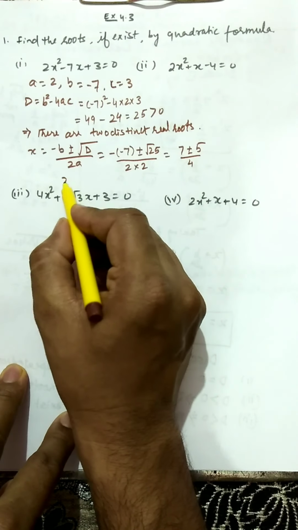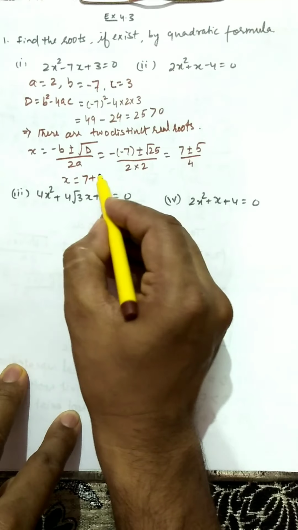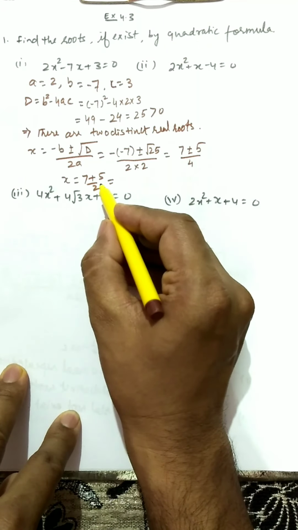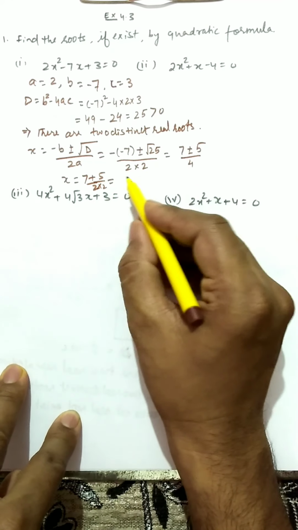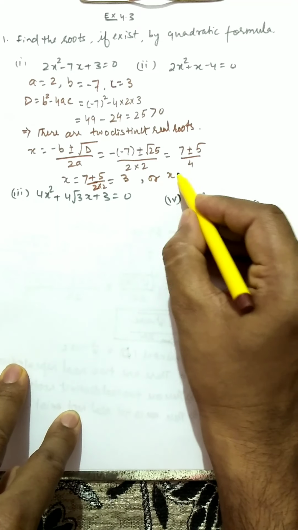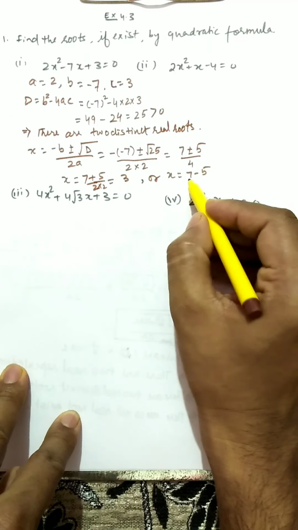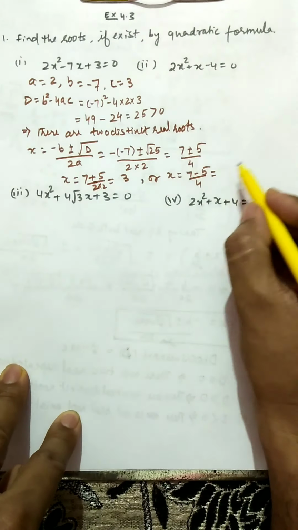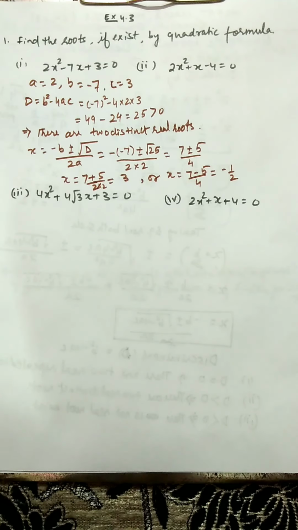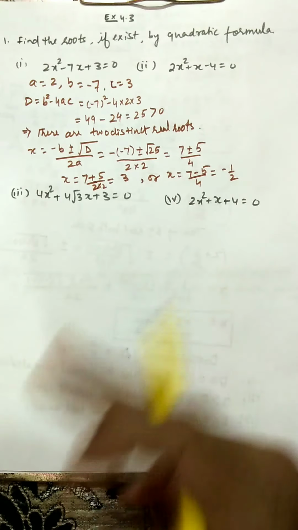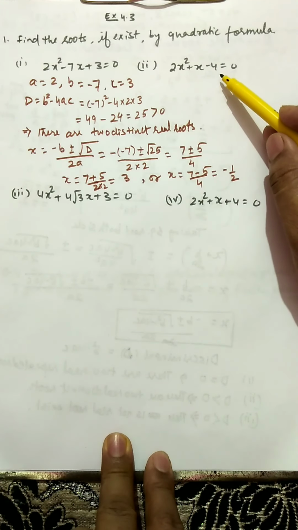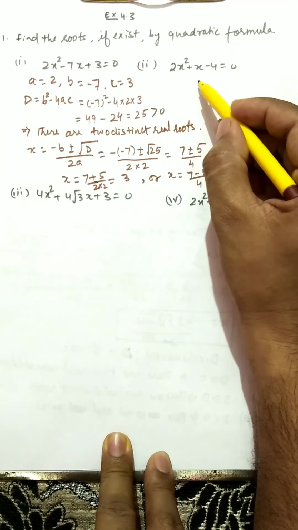Your first value, you take plus 5 first. This is 7 plus 5, 12, upon 2 into 2, which is 4. 12 upon 4 will be 3. Or your second value will be 7 minus 5 upon 4. So that is going to be 1 by 2. So there are two values, and you have found them with the help of the quadratic formula. Now this second part I am leaving to you to solve, but I am simply calculating the value of D.